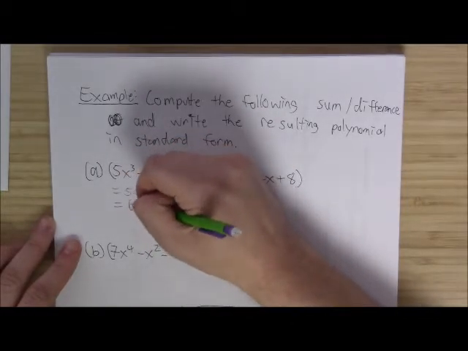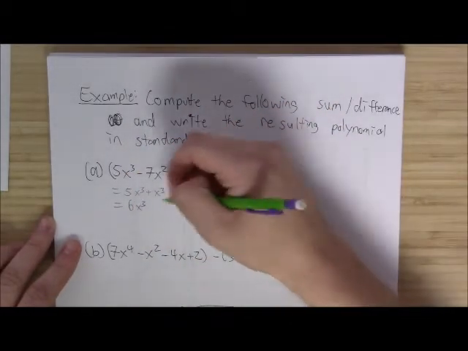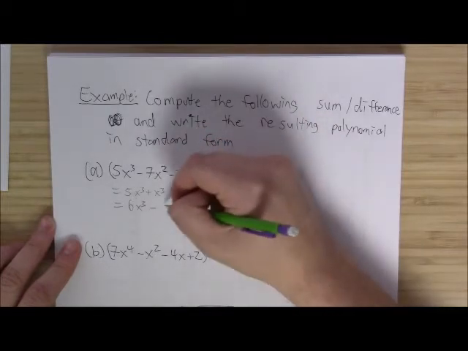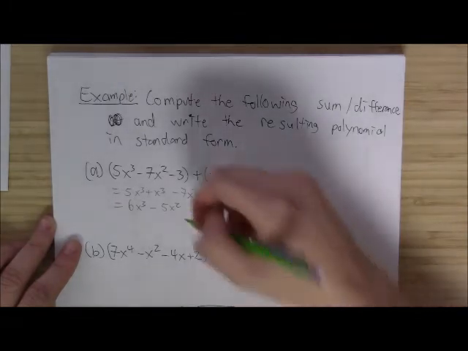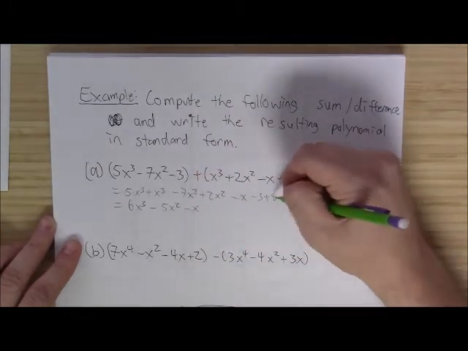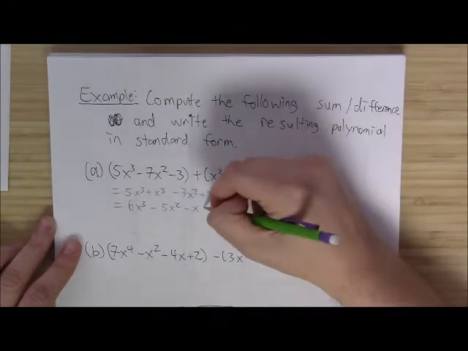So here we have 6x cubed. Here we have negative 7 plus 2, so negative 5x squared. Here we just have a minus x. And then we have negative 3 plus 8, which is positive 5.